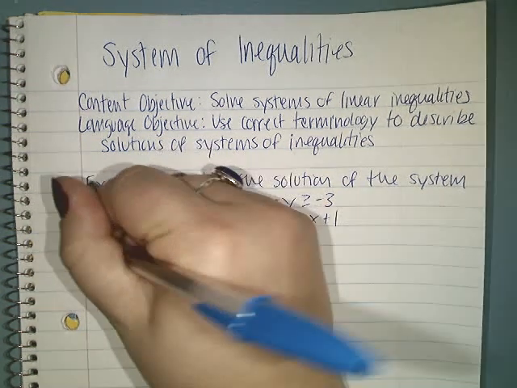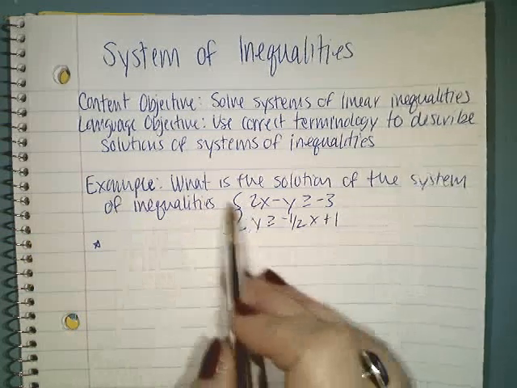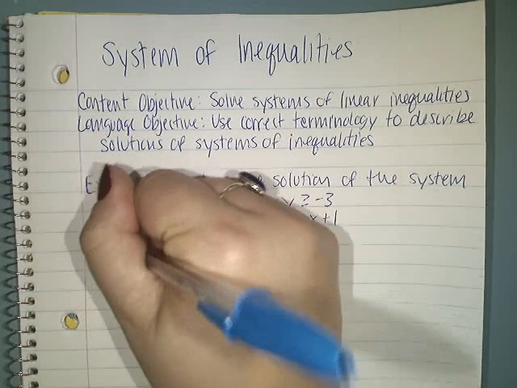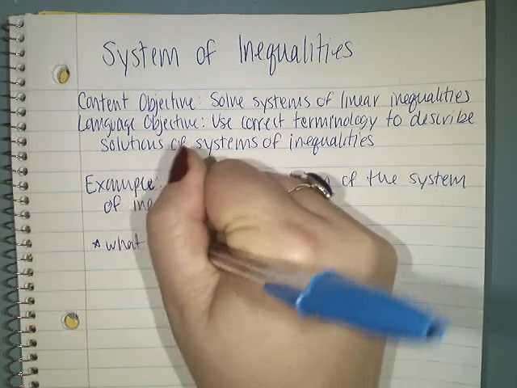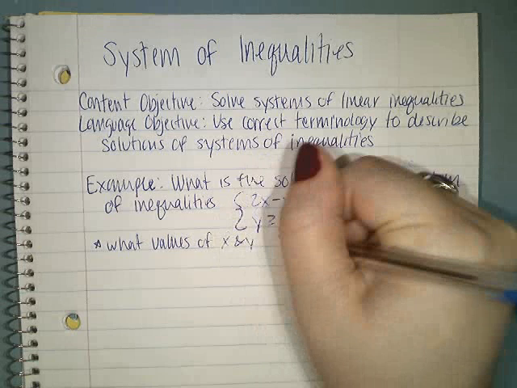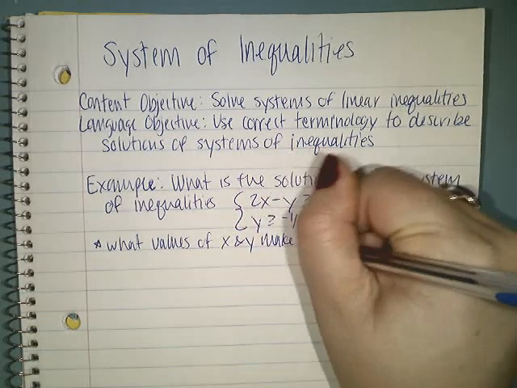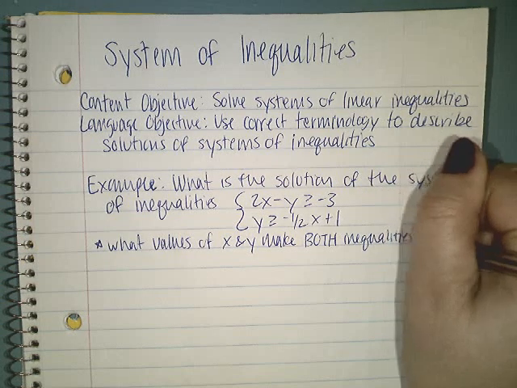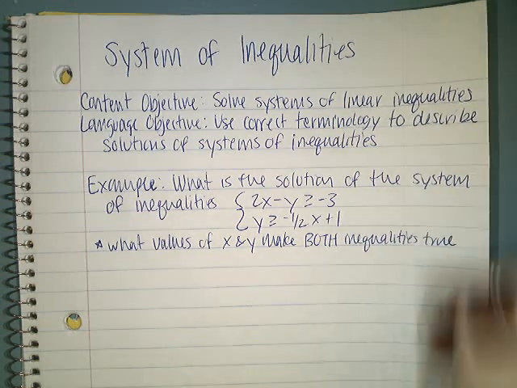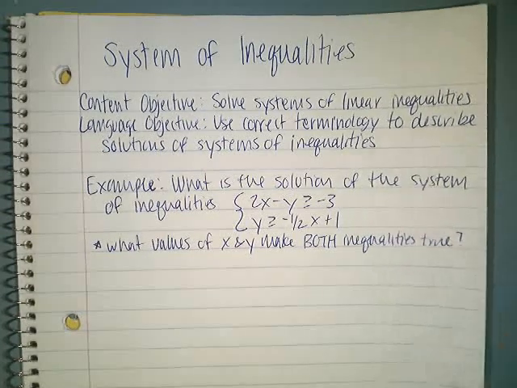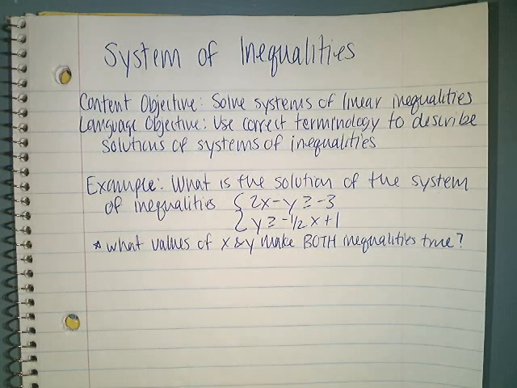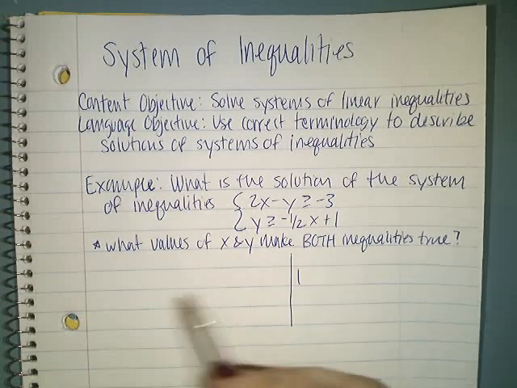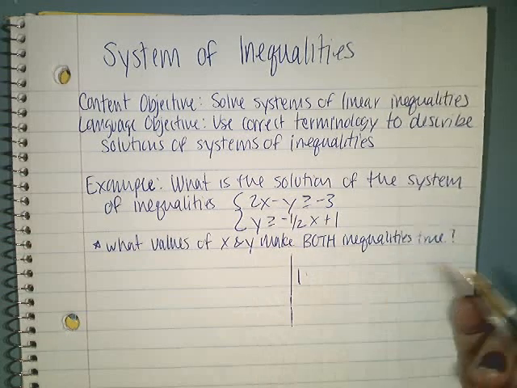So what this question is asking ultimately, when it says what is the solution of the system of inequalities, is what values of x and y make both inequalities true. So the way we're going to approach this is by graphing them. So we're going to graph them and see the section that would make both of these true.